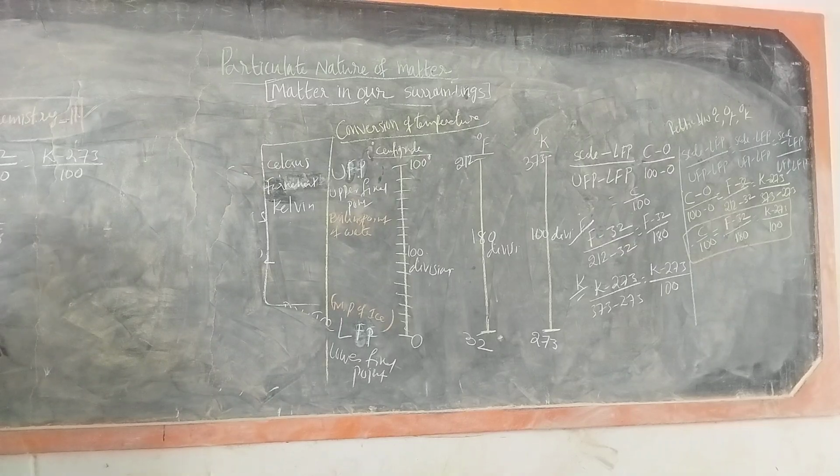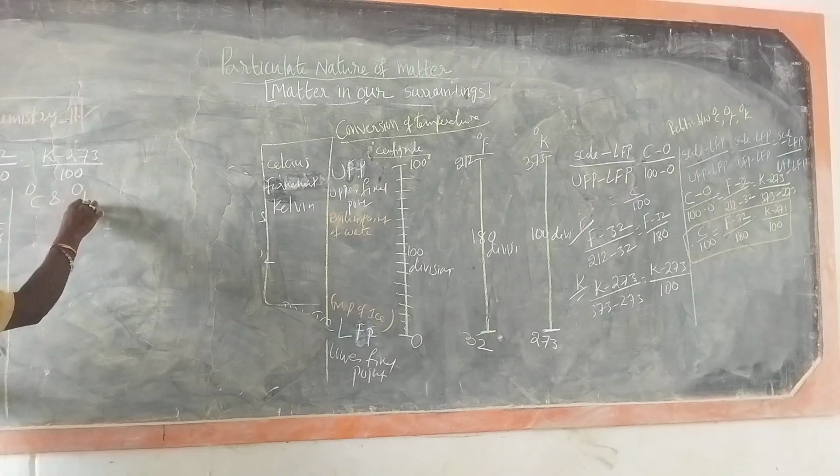See here, 0 gets cancelled, 2 5s are 10, 2 9s are 18. Finally we can write C by 5 is equal to F minus 32 by 9. This is the relation between degree Celsius and Fahrenheit. We can simplify it. For example, if we want C, C is equal to F minus 32 by 9 into 5. If you want Fahrenheit, F is equal to C by 5 into 9 plus 32. This is the relationship.